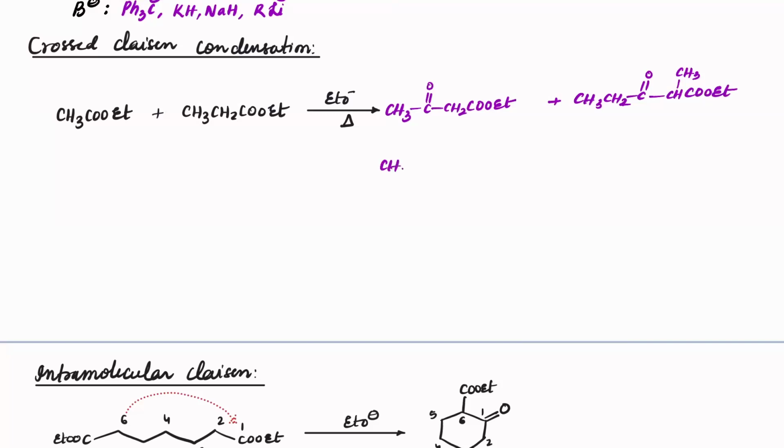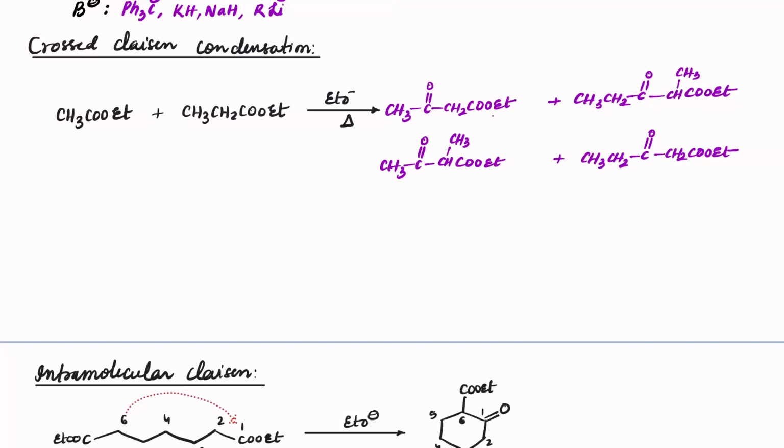Now the cross: CH3, C double bond O, and attack is happening from this CH2 to this position. So we'll have CH, CH3, COOEt, and the last cross product CH3, CH2, C double bond O, CH2 COOEt. This is the cross product.